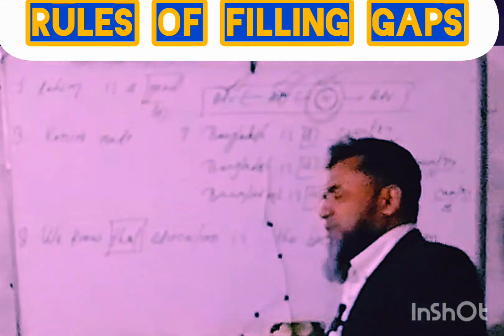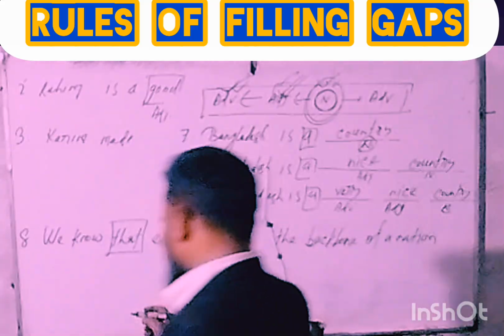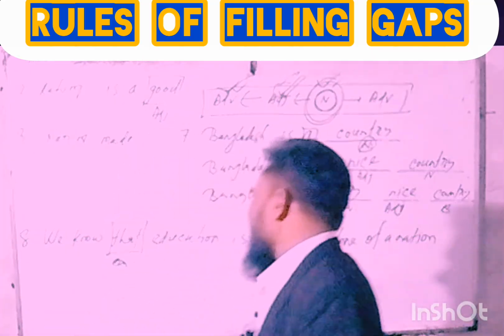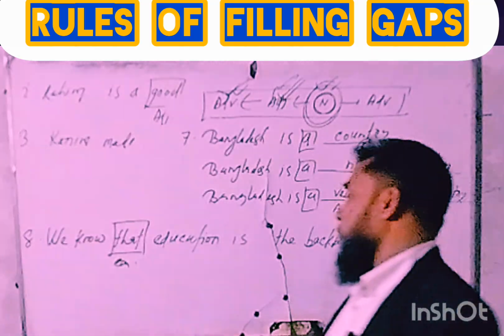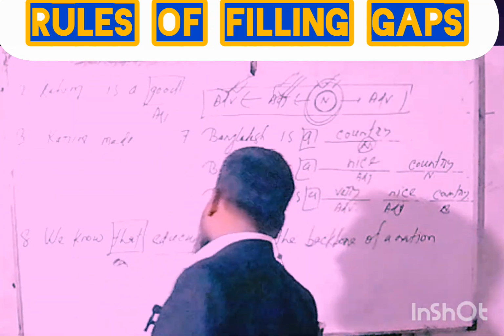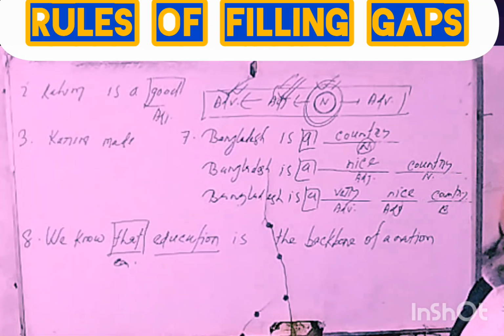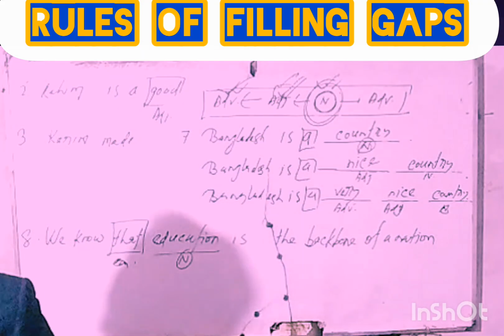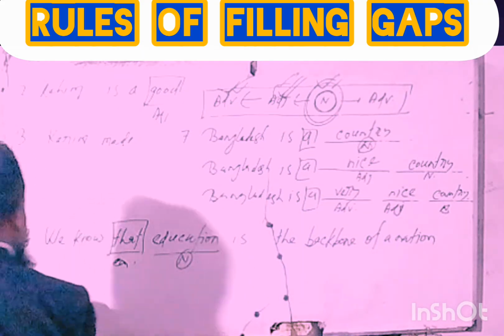Of course, that is one kind of conjunction. And you have to mind that, my dear learners, if any word is used after the conjunction "that", of course, that word must be a noun. Must be a noun. I may write another example.